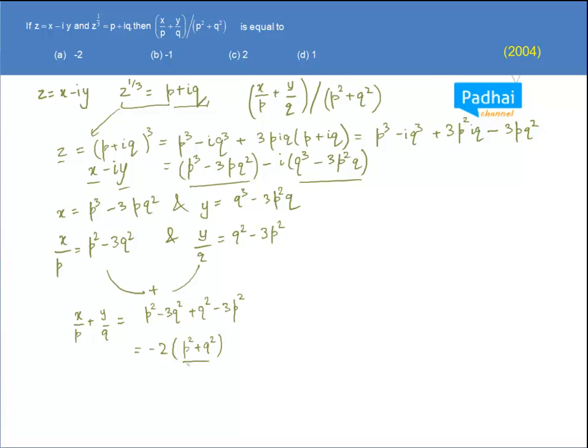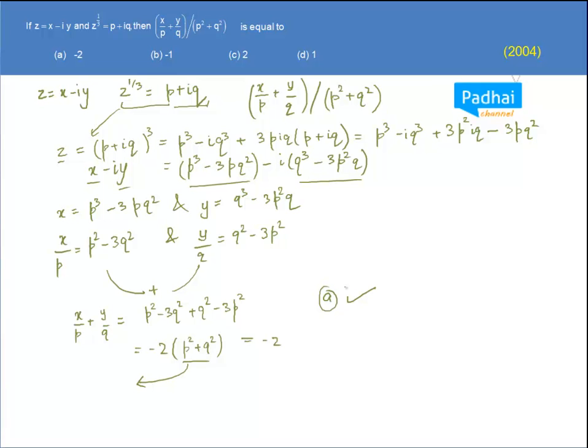If I now send this p square plus q square to the other side, the remaining answer will be minus 2, and that is given in option A. That means option A is correct. So if you see, this was not a tough question at all. It was lengthy in the sense that you have to solve it properly. I would say that many good students would have been able to do this one.